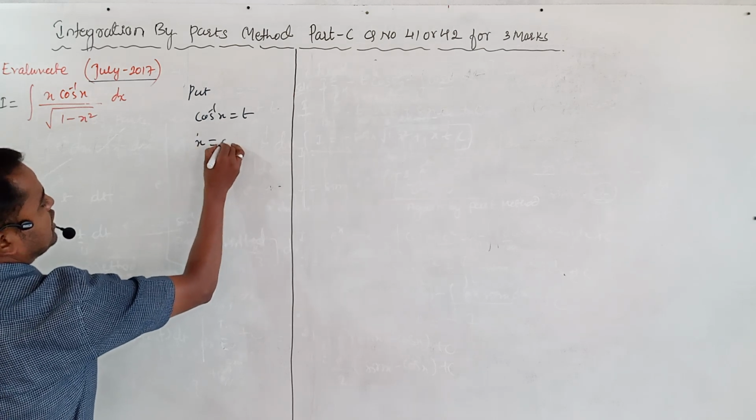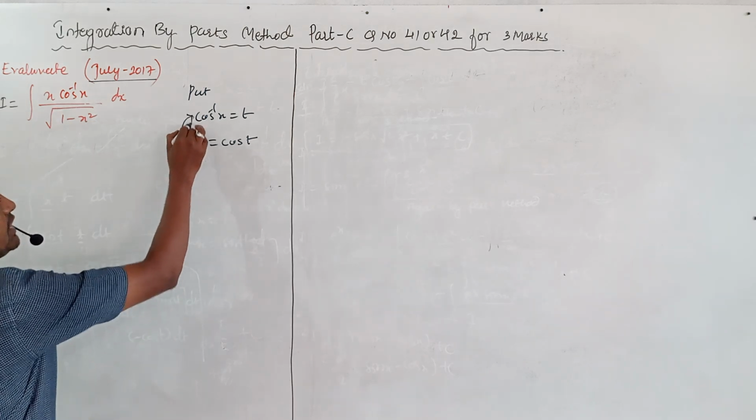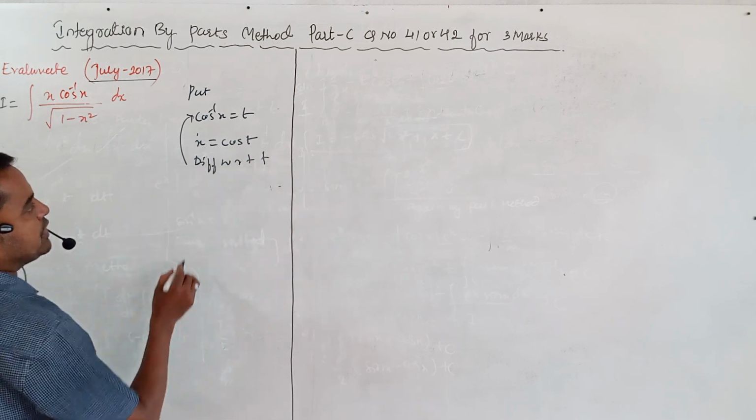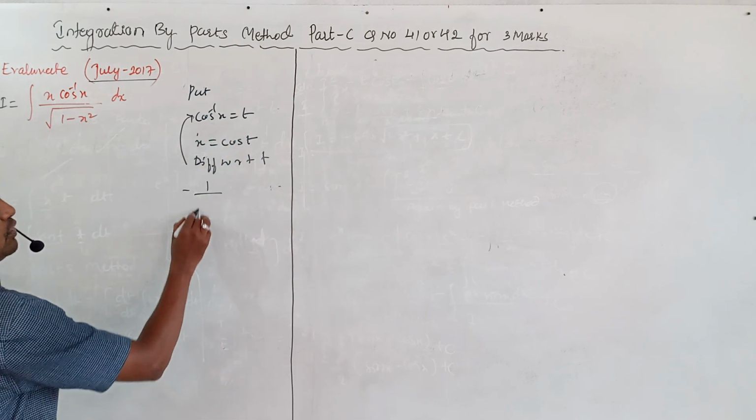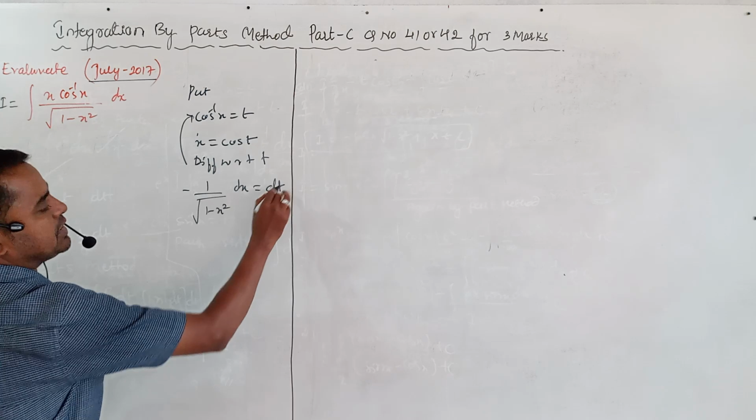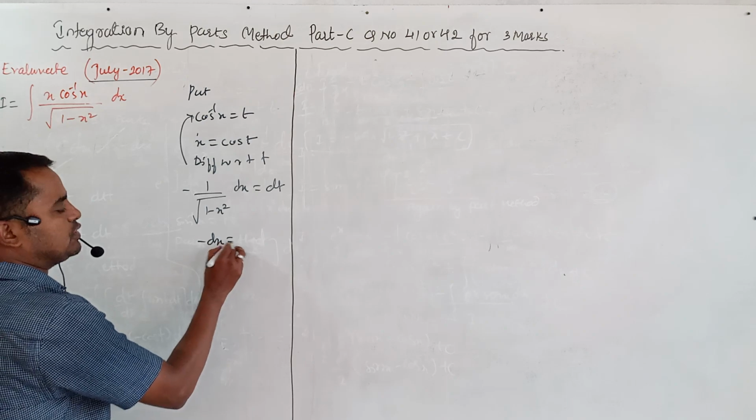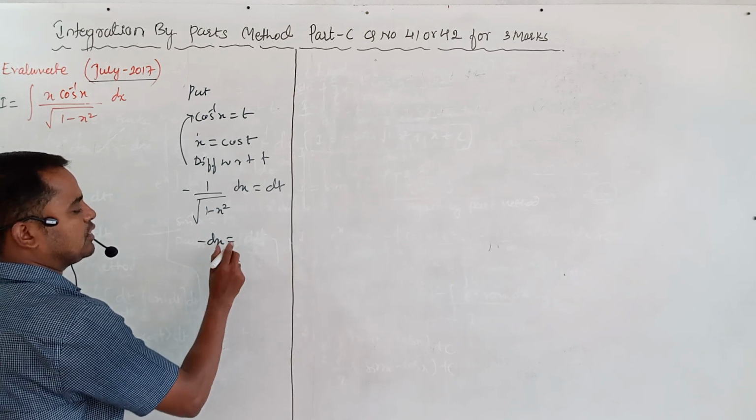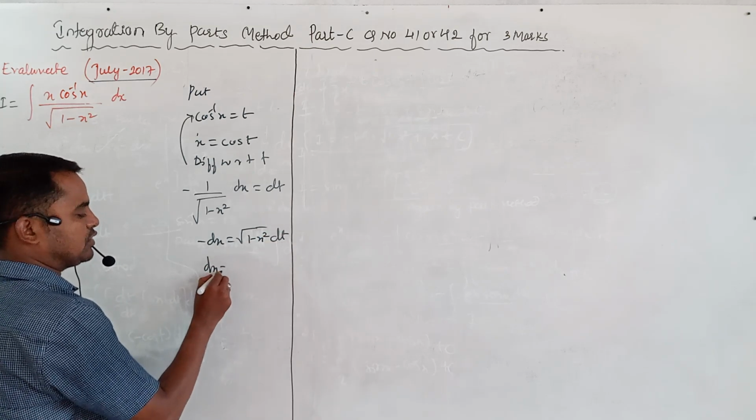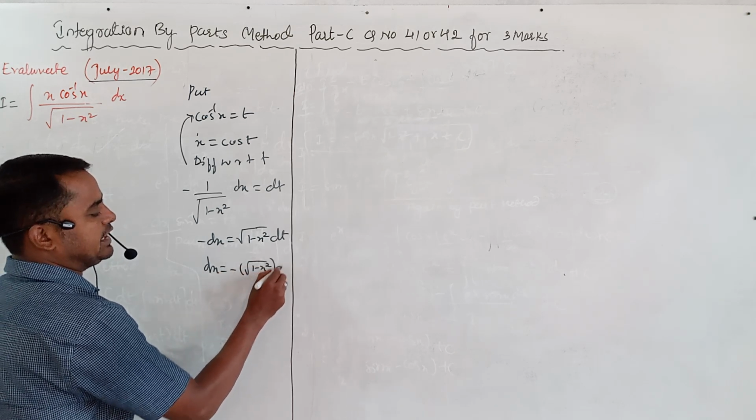Then x is equal to cos t. Now differentiate with respect to t. Derivative of cos inverse x is minus 1 by root of 1 minus x square, so dx is equal to dt. Minus dx is equal to dt divided by root of 1 minus x square times dt. Now dx is equal to minus root of 1 minus x square dt.